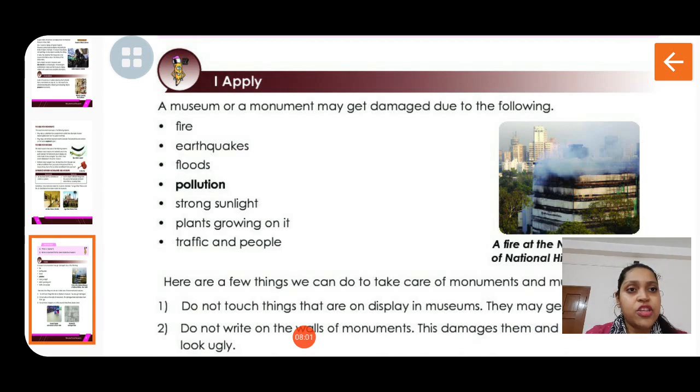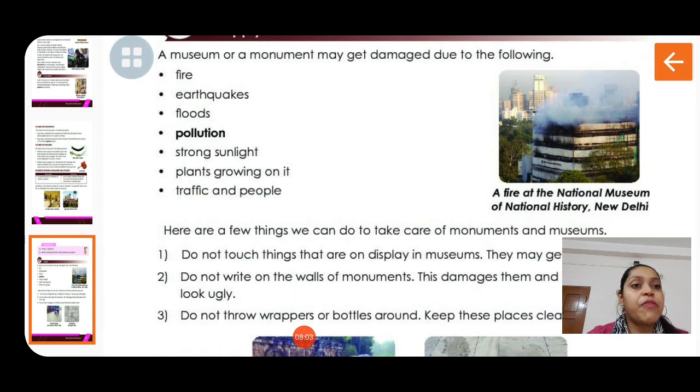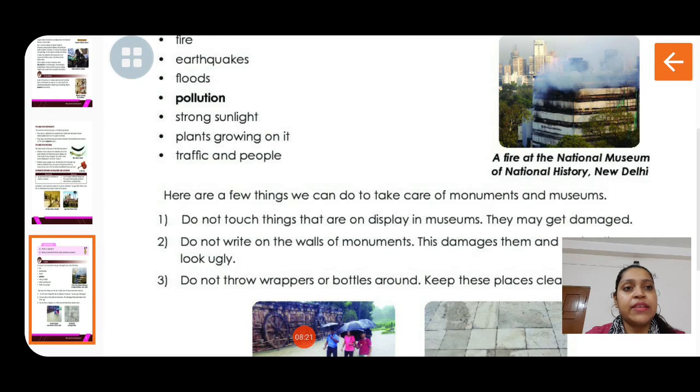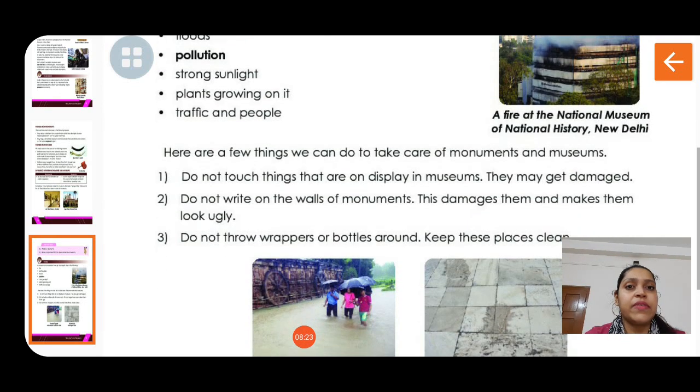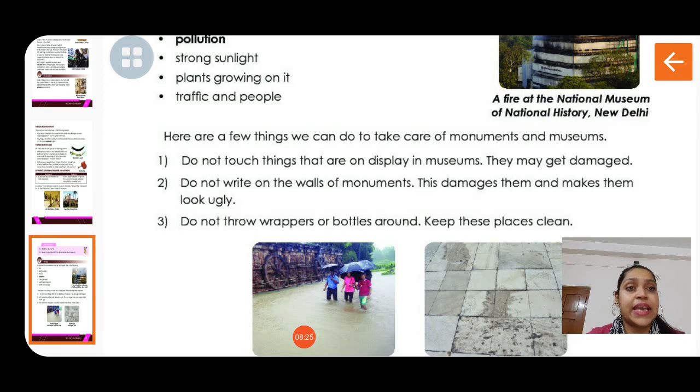On the right side children, you can see a picture also, a fire at the National Museum of Natural History, New Delhi. See, this is a museum and it has got fire, and due to this fire many objects have been destroyed and the museum has also suffered many losses. Okay children, so here are a few precautions also given.